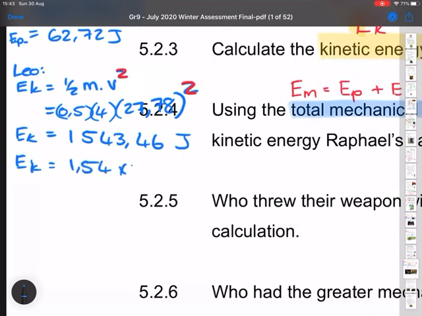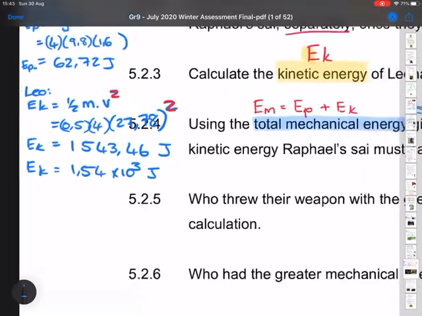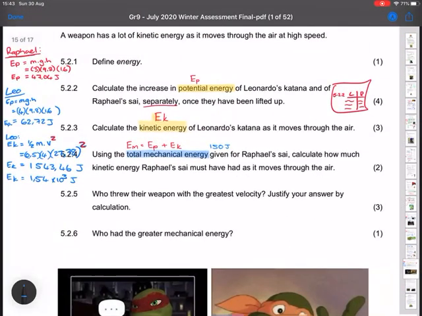1.54 times 10 to the 3 joules. Okay, you lost a mark if you didn't convert. Who threw their weapon with the greatest velocity? Justify your answer with a calculation. Oh, I've missed something, sorry. Okay, so that was the kinetic energy of Leonardo's katana. Now I need to do question 5.2.4.